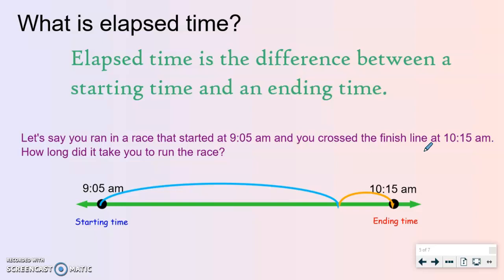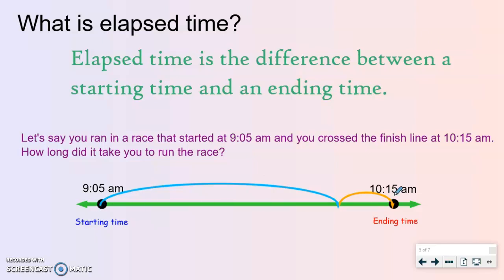So let's say that you ran a race that started at 9:05 a.m. and you crossed the finish line at 10:15 a.m. That's a pretty decent amount of time for a 10K race. How long did it take you to run the race? So if you want to know how long it took, you would have to find the elapsed time, the difference between the start and the end, or the stop.